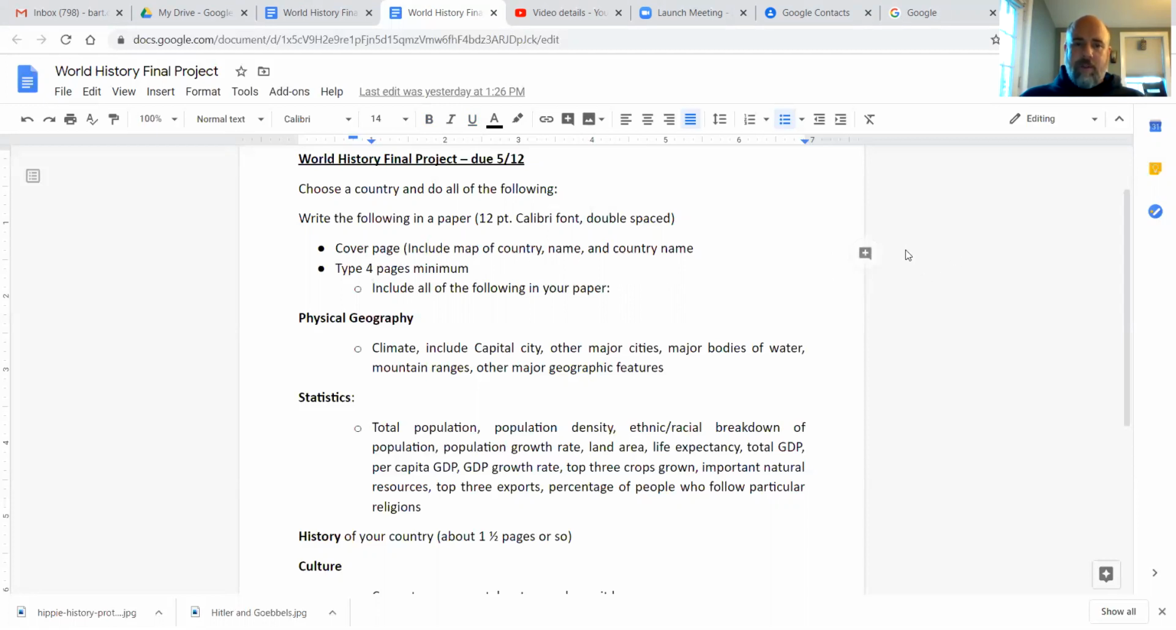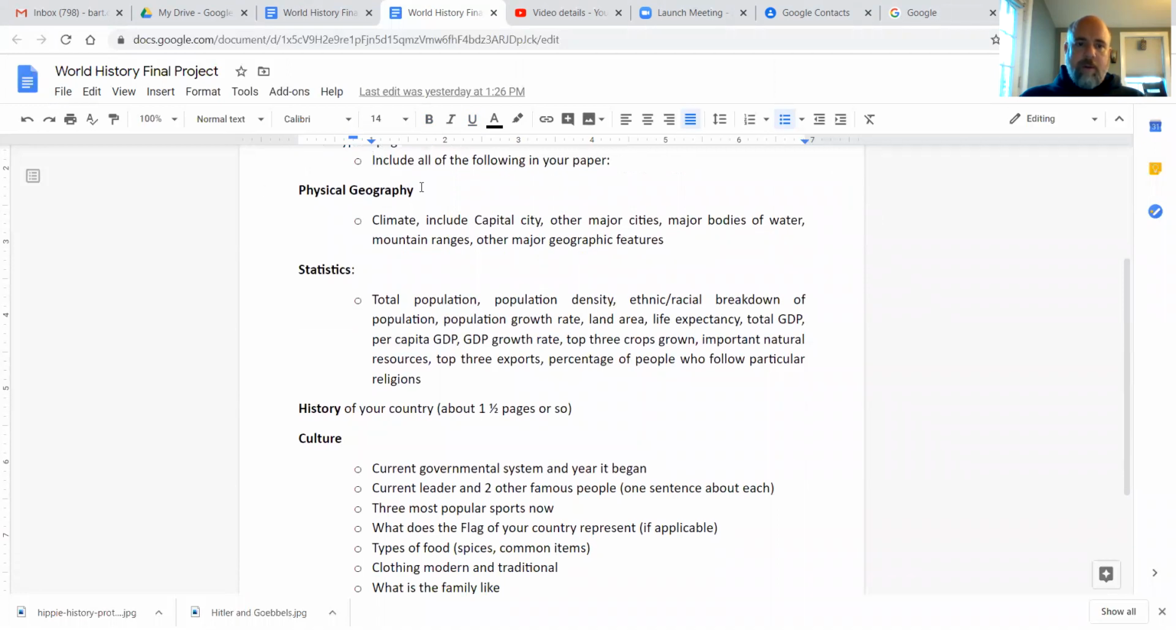In that paper, you're going to cover the following. You're going to write part of your paper about the physical geography of your country. This would include things like the climate, what the capital city and other major cities are, major bodies of water, so rivers, lakes, mountain ranges that might be important to the area, and other major geographical features, maybe a famous desert in the area or some other geographic feature in your country. You'll want to write some information about this, probably 1 to 2 paragraphs.